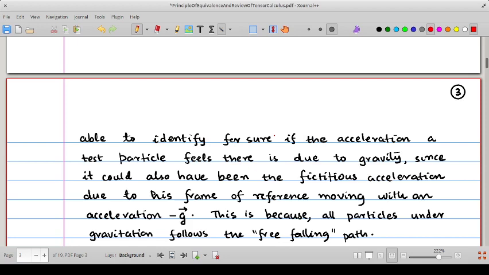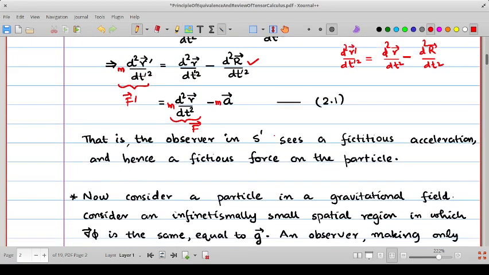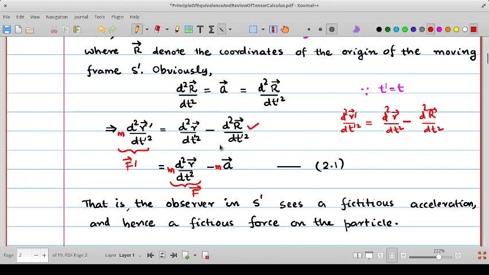And this is because, whichever particle he uses to study the free falling motion, all of them will follow the same trajectory, which is the same in the case of the motion of a particle in a uniformly accelerated frame of reference here. For example, if the force F here is 0, then F dash is simply equal to minus ma. And if minus a is equal to g, I can write F dash as m times g.